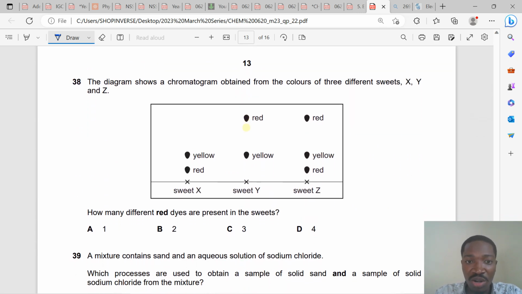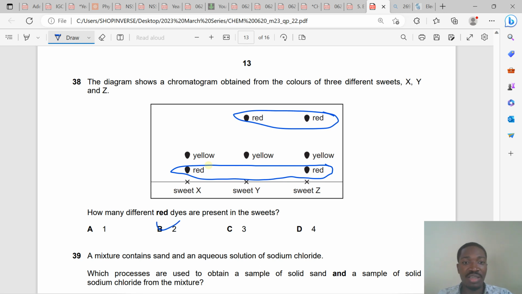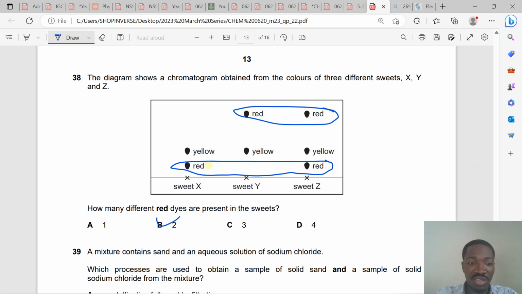Number 38. The diagram shows a chromatogram obtained from the colors of 3 different sweets X, Y, and Z. How many different red dyes are present in the sweets? Red, red, red, yellow, red, yellow, yellow, red. How many red dyes? These two are at the same level, these two are at the same level. We have 2 red dyes. That makes B the correct answer to question 38.